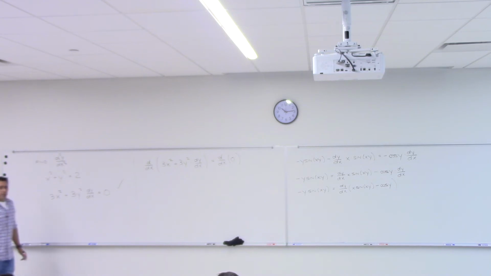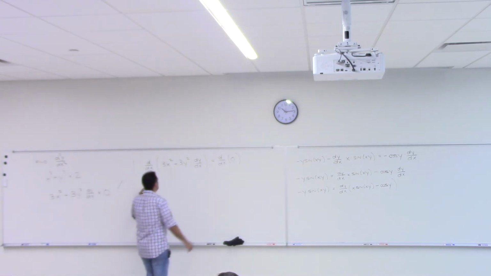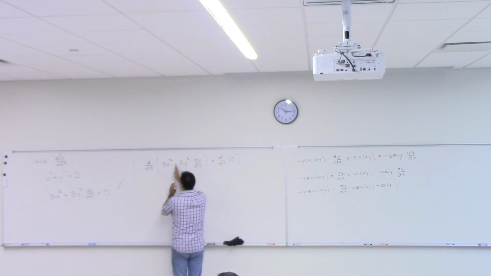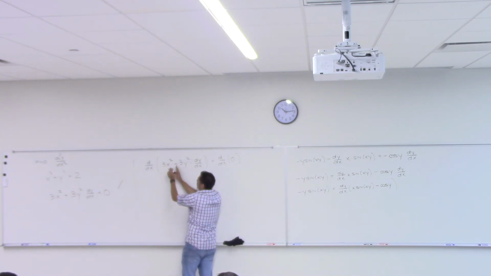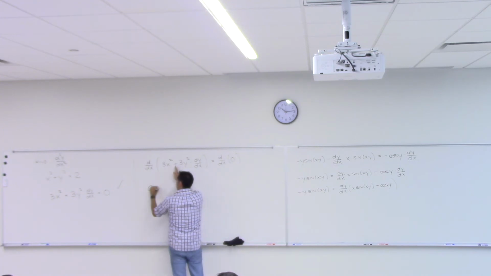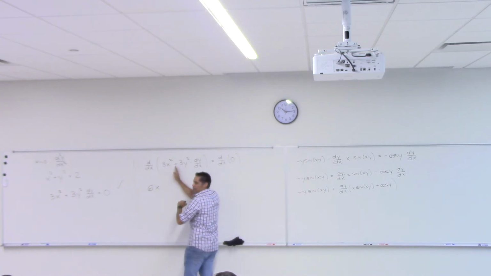I'm going to take the derivative. Here we go. When I take the derivative, I have a plus sign here, so I can do these separately. What's the derivative of 3x squared with respect to x? 6x, the good old-fashioned derivative right there. Plus, now here.